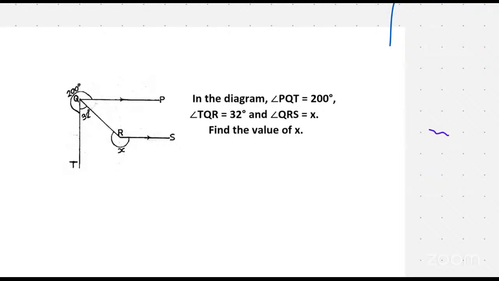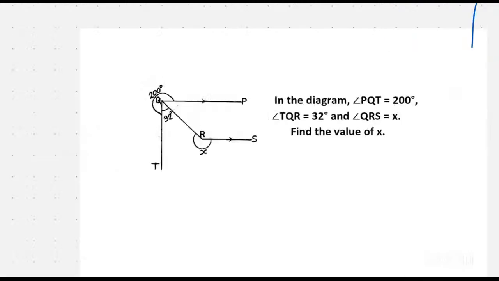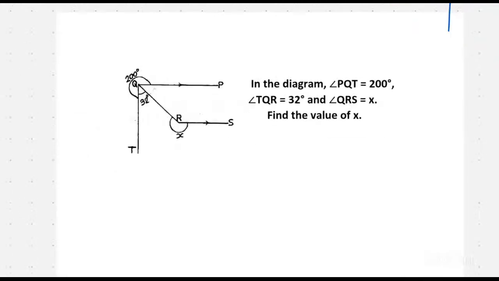So let's find the value of X. To find the value of X, look at what you have been given. We can see that this line is parallel to this line. This arrow means they're parallel to each other. And parallel lines are continuous lines. That means you can extend them further, so that it makes some sense and then you can easily walk around them.